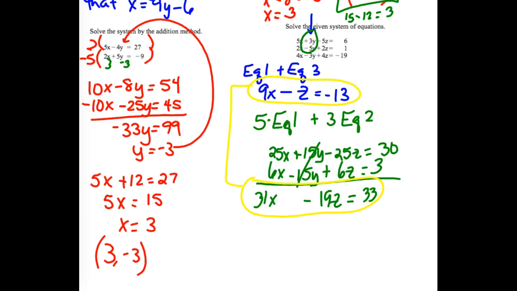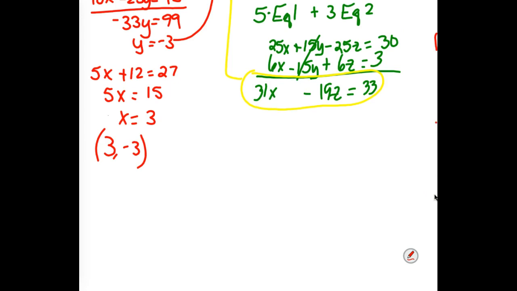Which variable would you want to try to get rid of? Z is a little easier. I could just do one multiplication. What would I have to multiply this one by? I'd need a negative 19, right? To make that a positive 19, which would cancel with the other one. So we're going to take negative 19 times 9.